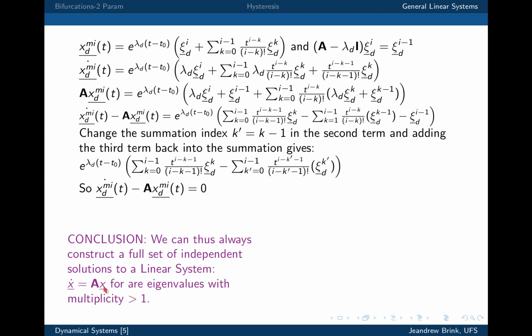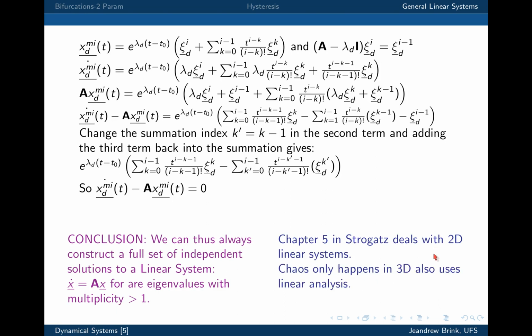And just to tell you where we're going to be seeing it in Strogatz: you can always construct a full set of linear solutions for eigenvalues with multiplicity greater than 1, so therefore every single case that we have. In Strogatz chapter 5, which is what we're going to start tomorrow, or at least give the intro to tomorrow, we deal with two-dimensional linear systems. And in the three-dimensional case, we're going to start seeing chaos, but we're going to use this analysis again.